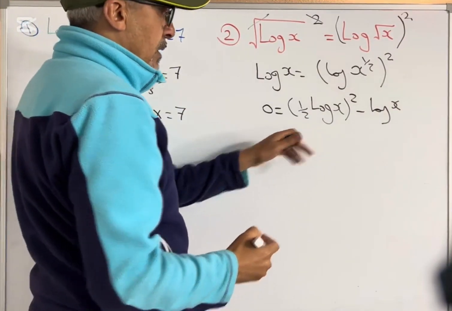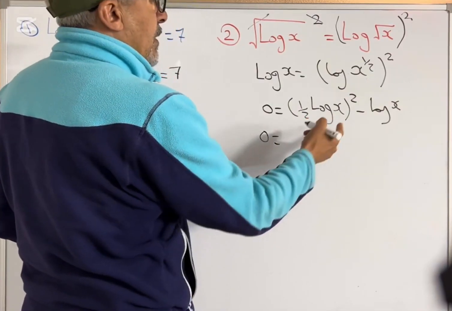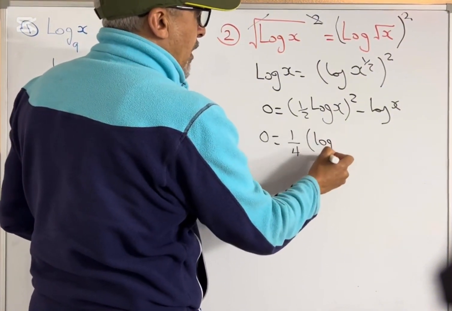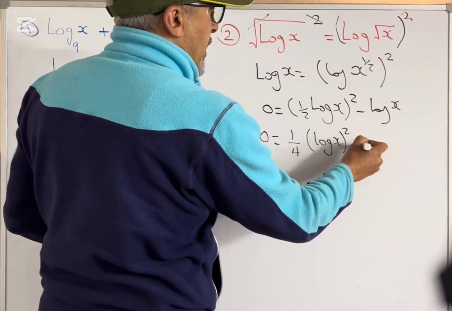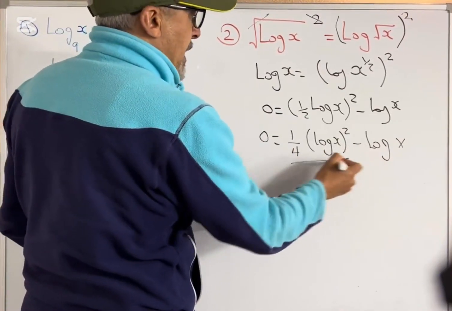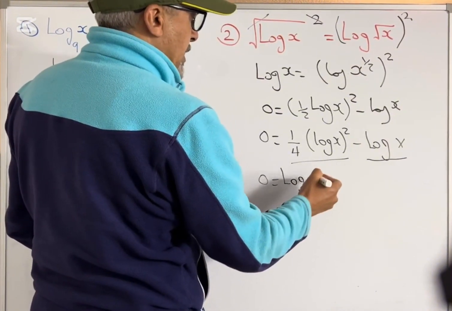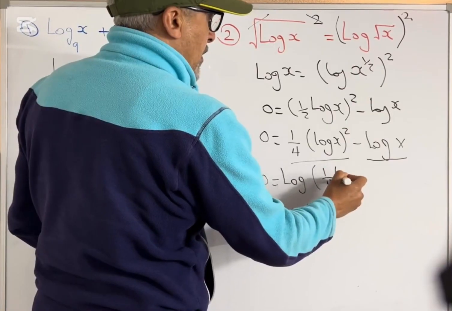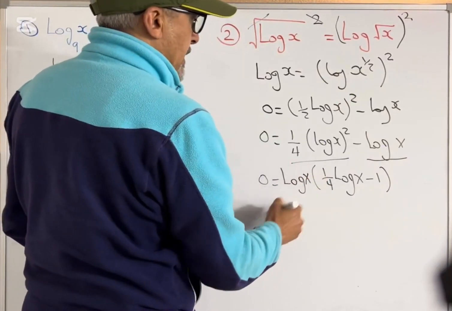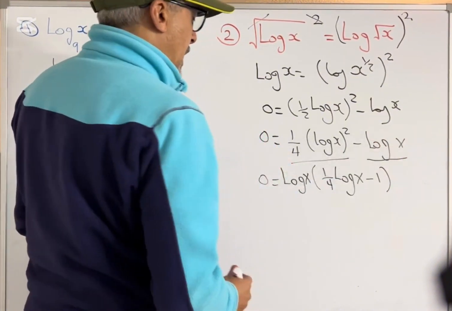Now here, I'm going to square the 1/2, so I get 1/4, and then I'm going to square the log at the same time, so that's 1/4 log x squared minus log x. Now if you look at this, both terms here have log x, so I'm going to pull out log x as the greatest common factor, and I'm going to get log x times 1/4 log x minus 1. See, if you multiply the log x here into here, you're going to get 1/4 log squared x, and then here you get the log x.